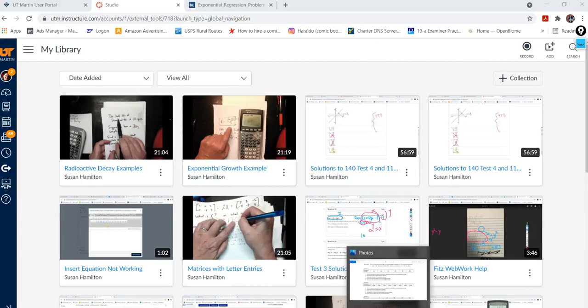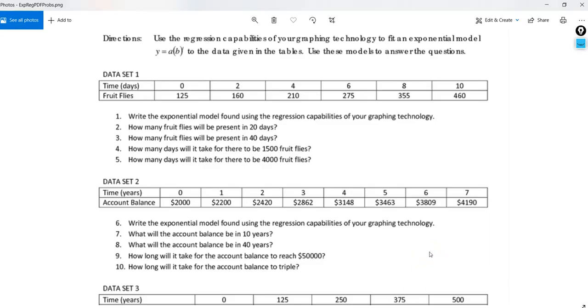In this lecture, we're going to be looking at exponential regression. The type of problems you'll see on the final exam will give you a table, either horizontally or vertically. This one is a horizontal table.